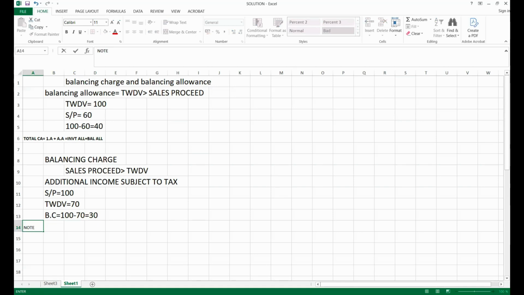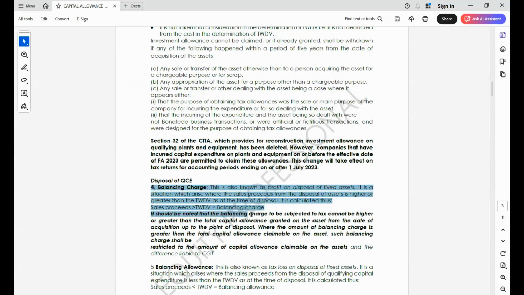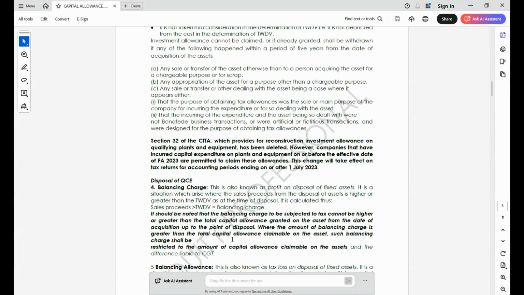The maximum balancing charge must not be more than the total capital allowance claimed on the asset. So this is the rule. So you can see this is balancing charge, where sales proceeds are greater than tax written down value. It should be noted that the balancing charge to be subject to tax cannot be greater than the total capital allowance granted on the asset from the date of acquisition up to the point of disposal. Where the amount of the balancing charge is greater than the total capital allowance claimed, the balancing charge shall be restricted to the amount of capital allowance claimed, and the difference will be liable to capital gain tax.